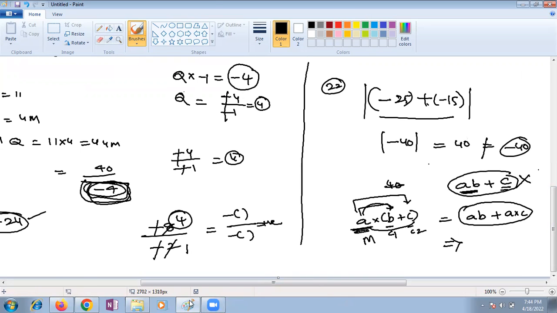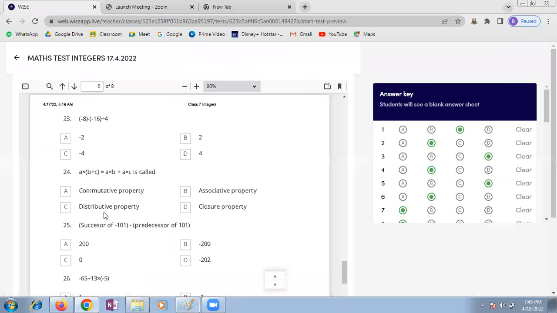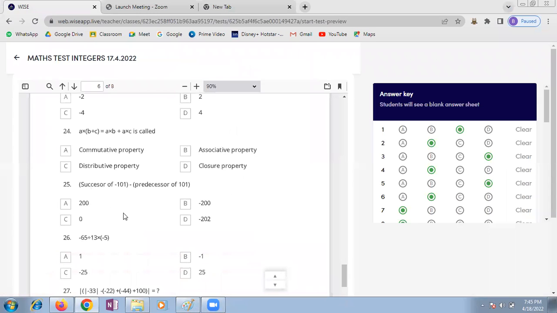And the next part, here option C is correct, children. Successor of successor of minus 10 and 100 minus 100, 100. Ma'am, it showed me like that.